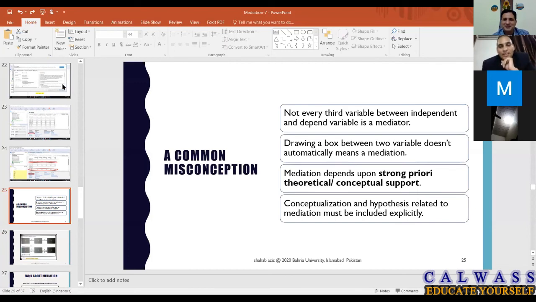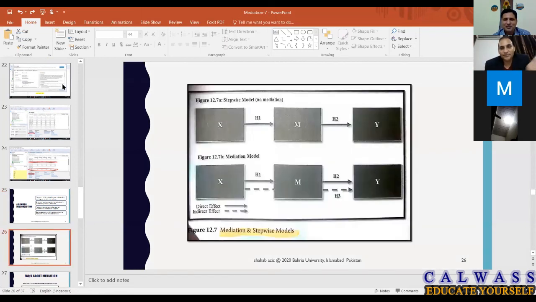There's a common misconception: not every third variable between two variables means a mediator. You have to have a strong rationale, theoretical and conceptual support for a mediation. Otherwise, you cannot justify it. A lot of students do it on their own, and they think it is their choice to place any variable in between the two variables, and they say it's a mediator. They need to have proper theoretical justification for everything.